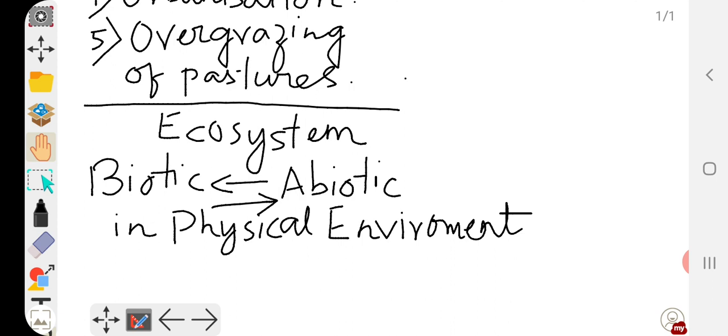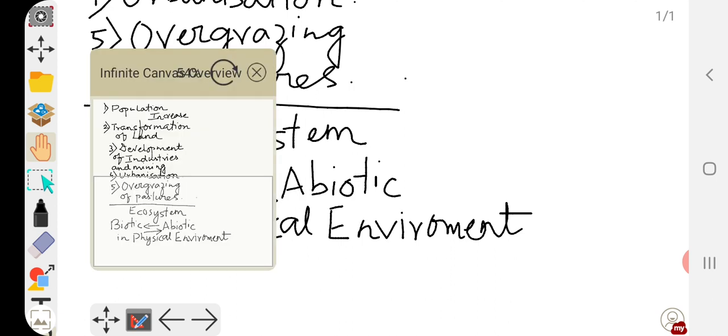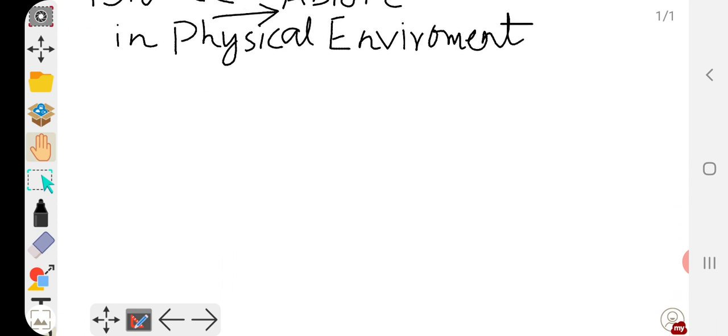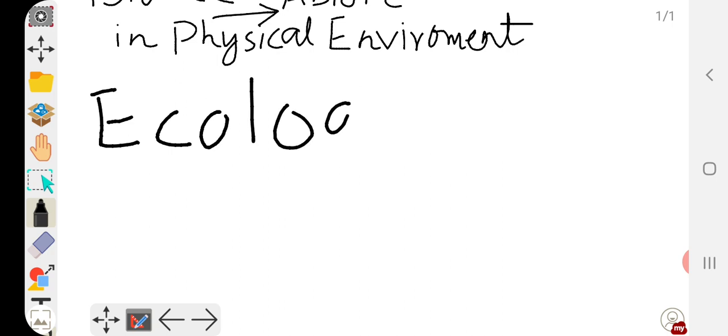One more thing: when we study this broad topic of the environment, that is ecosystem, the study is termed as ecology. The study of ecosystem is termed as ecology.